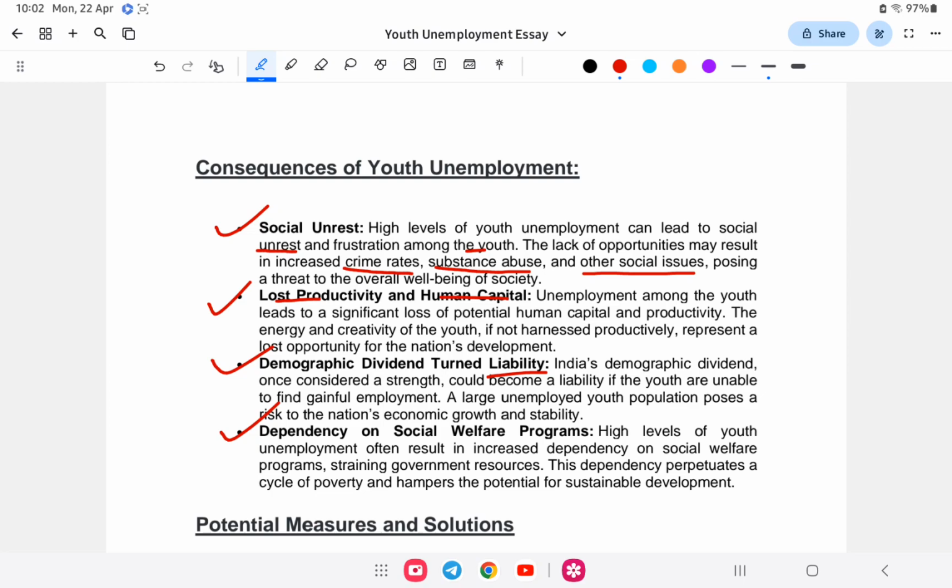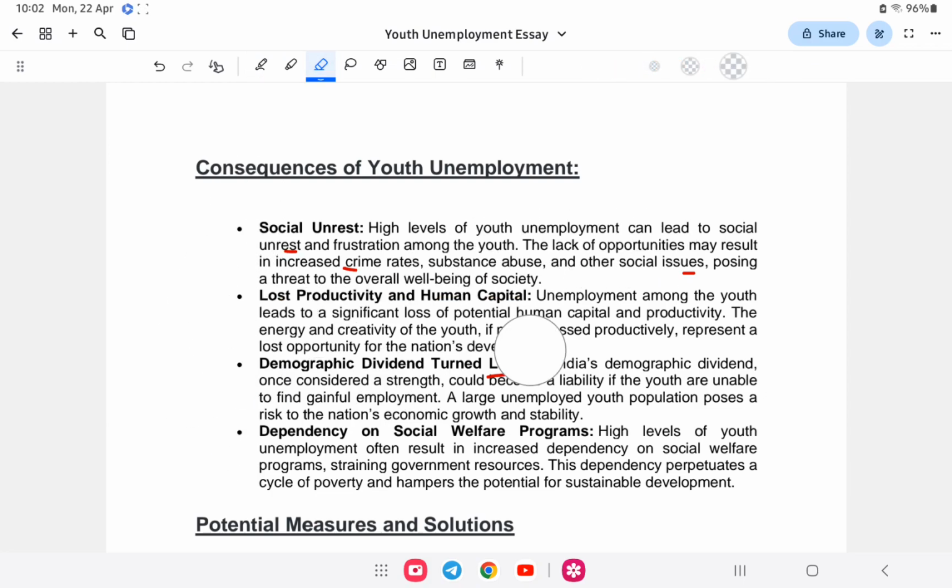First, social unrest, meaning crime or substance abuse increases, and the youth's productivity is reduced. Then the youth become a liability, and in the end the government has to focus more on them, meaning they depend more on the government.